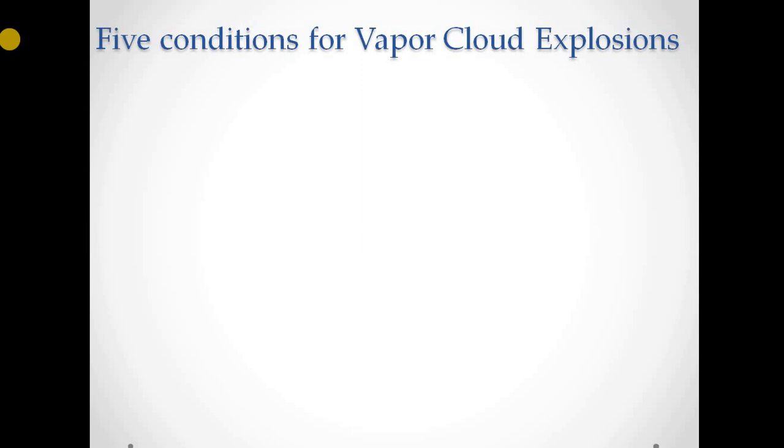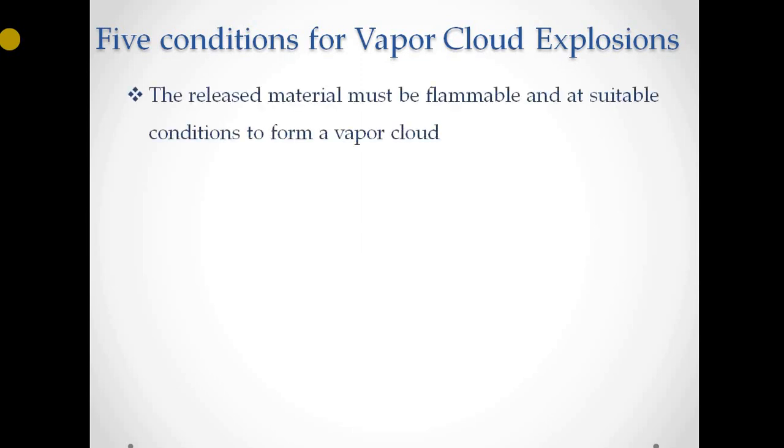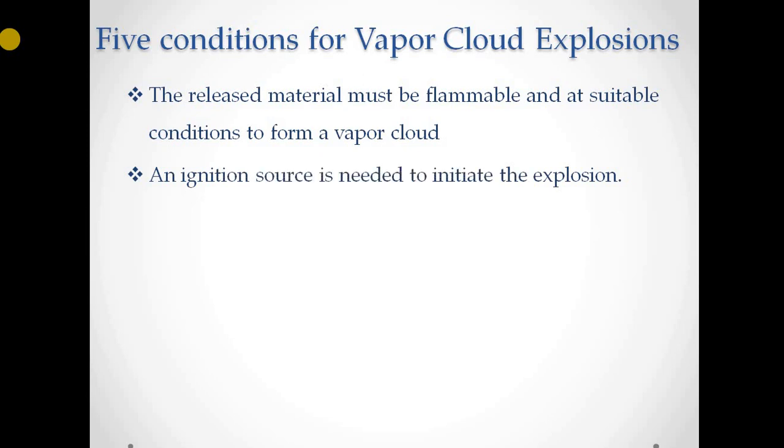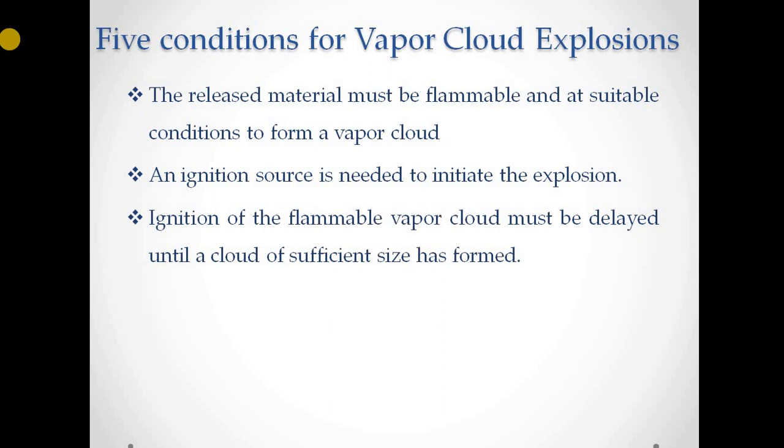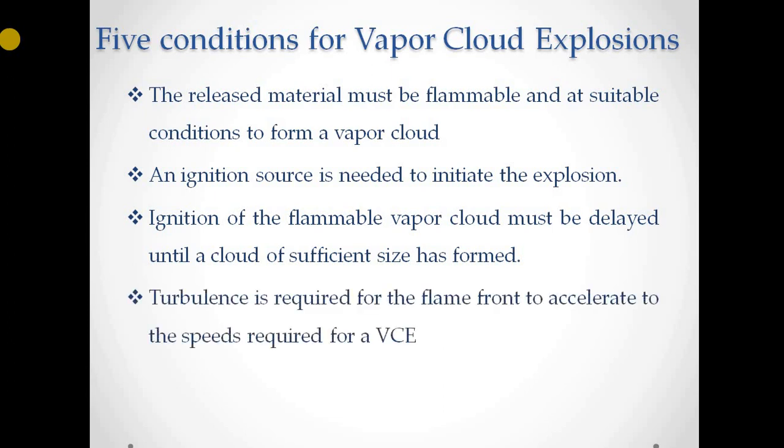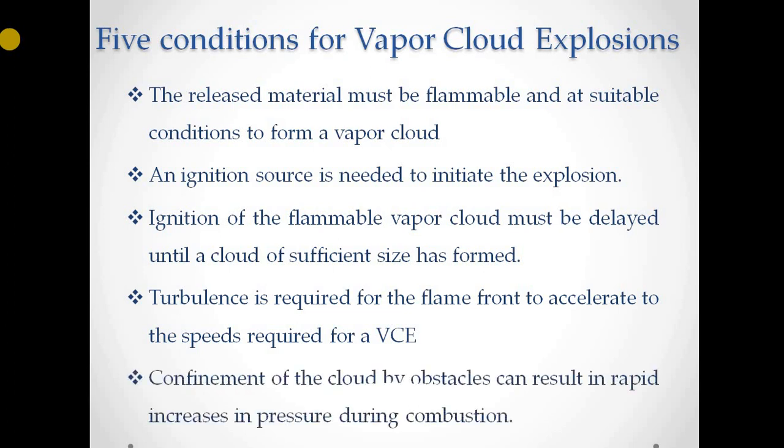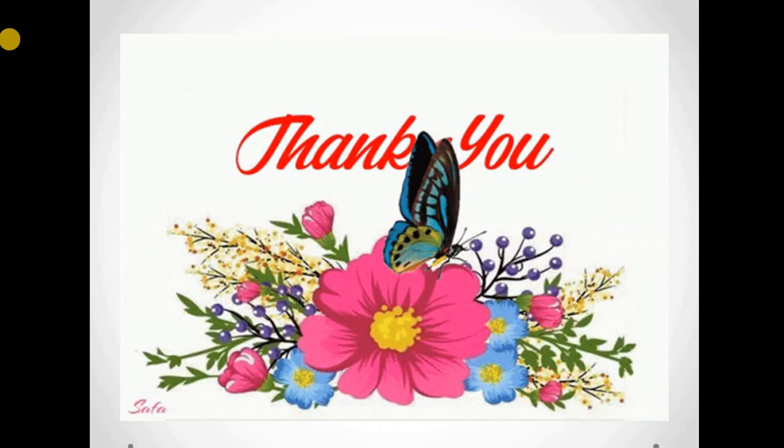Five conditions for vapor cloud explosions. The released material must be flammable and at suitable conditions to form a vapor cloud. An ignition source is needed to initiate the explosion. Ignition of the flammable vapor cloud must be delayed until a cloud of sufficient size is formed. Turbulence is required for the flame front to accelerate to the speeds required for a vapor cloud explosion. Confinement of the cloud by obstacles can result in rapid increases in pressure during combustion.